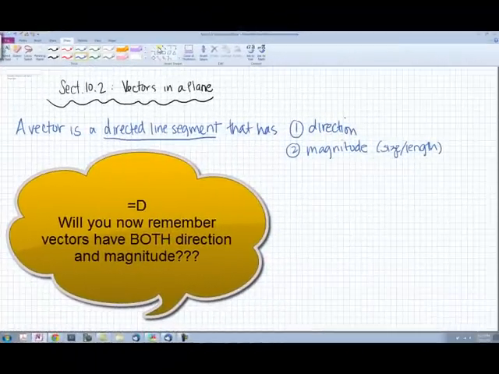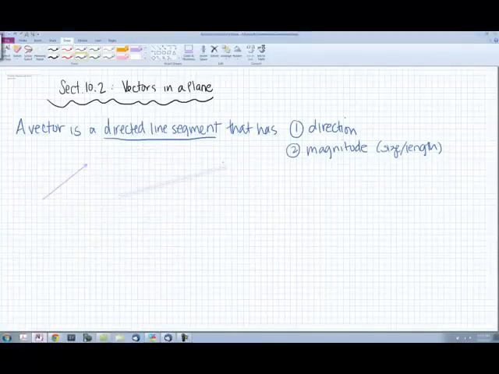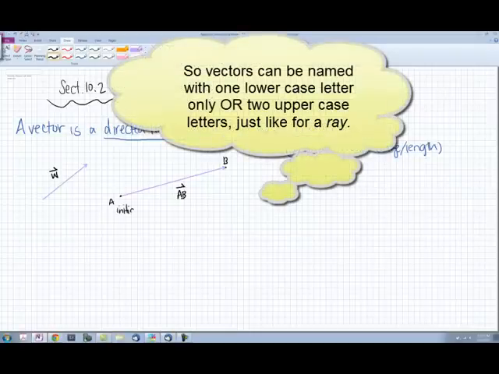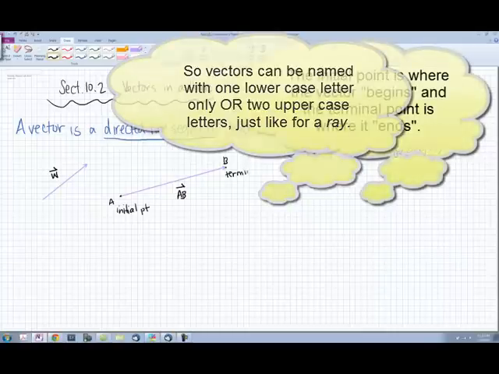Now what vectors look like are simply rays or arrows. We can have vectors of varying length, and we usually write vectors with a little arrow above them. If I call this point A and this point B, I can call this vector AB. This is what's called the initial point, and this is called the terminal point.